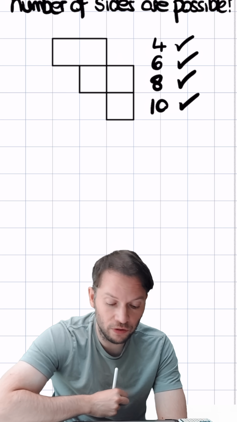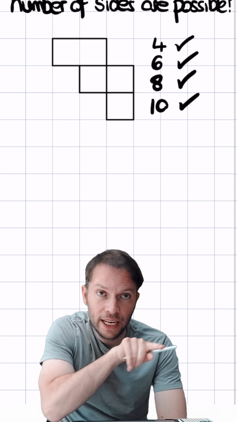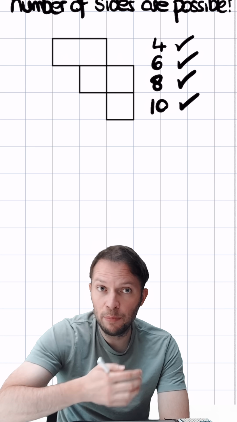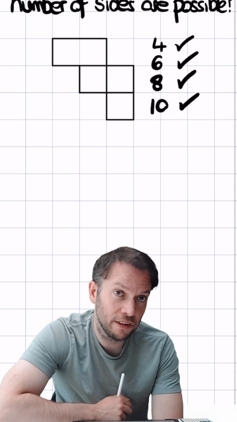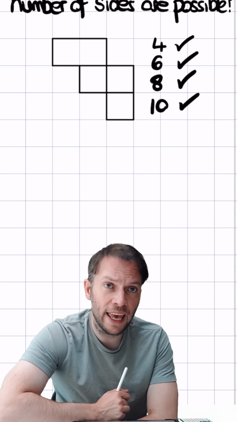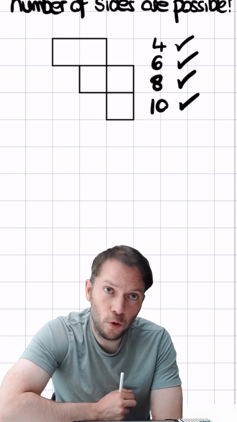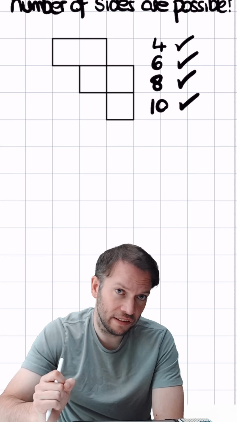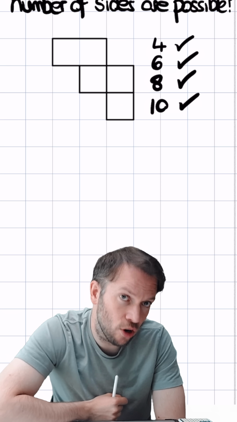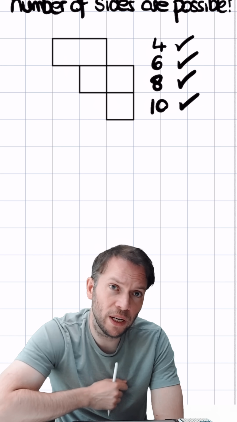And it's easy to show that as we keep on adding squares in this diagonal type fashion, we can keep on adding 2 to the number of side lengths. So we've therefore proven it's possible to get every even number that's at least 4. But what most students fail to do in this exam is prove that you can't get an odd number of sides. And there's a really easy way to show that.